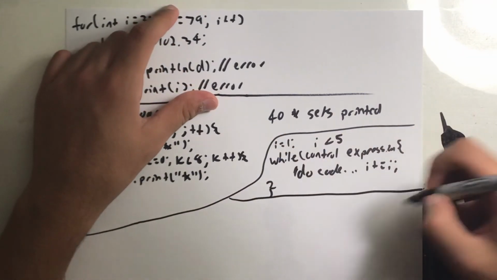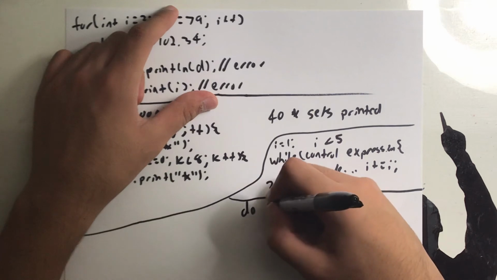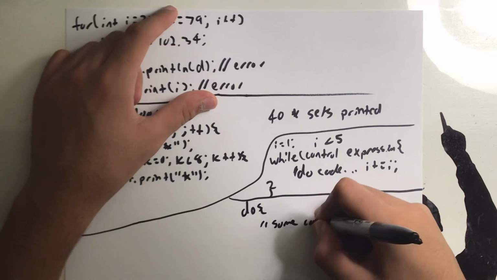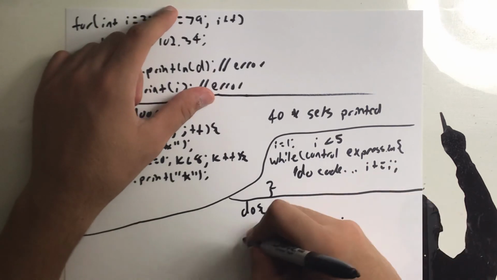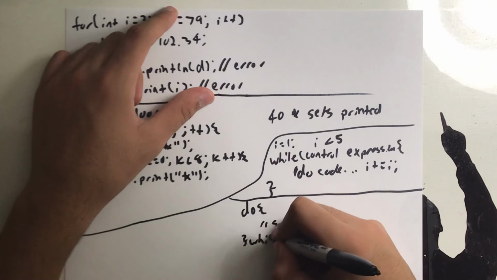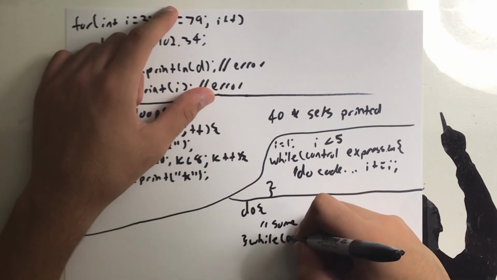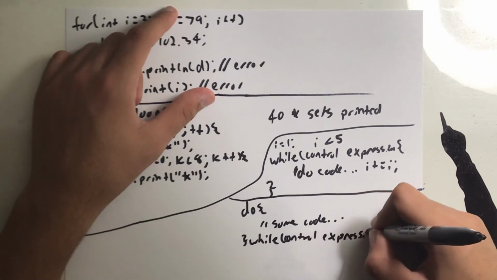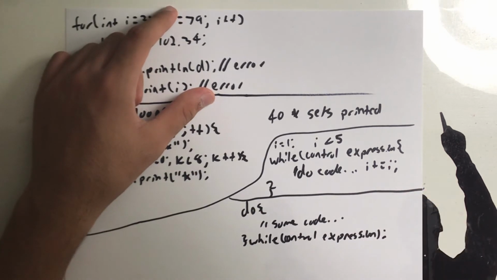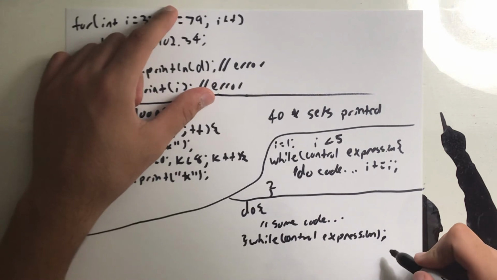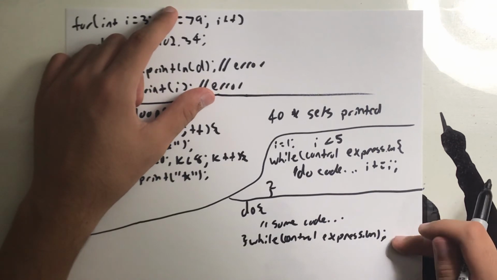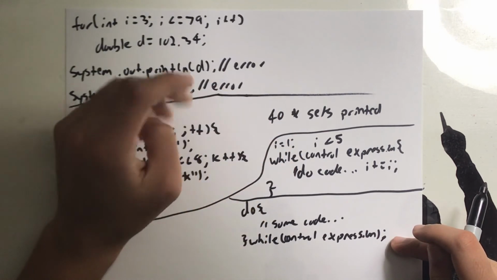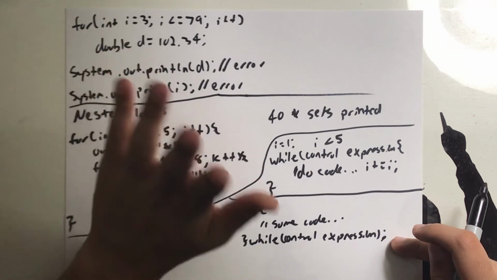Okay? So we have do, some code, while, control expression, and then you put a semicolon. Notice the semicolon. You put a semicolon right after the while in a do while loop. In a do while loop, they always get executed at least once.